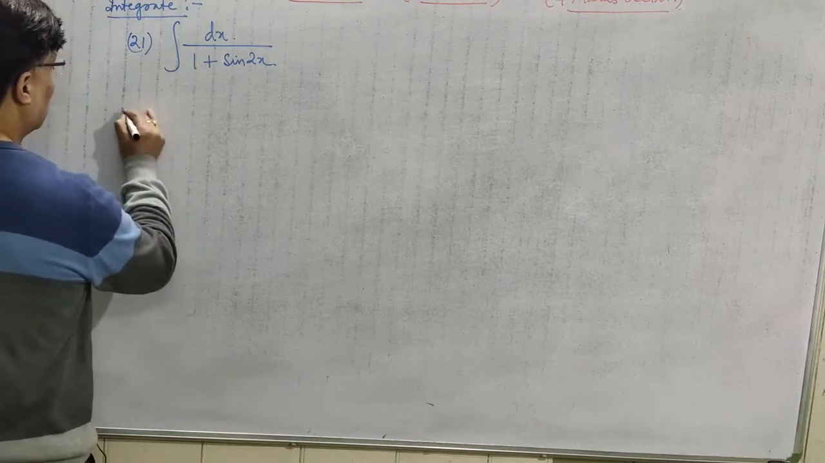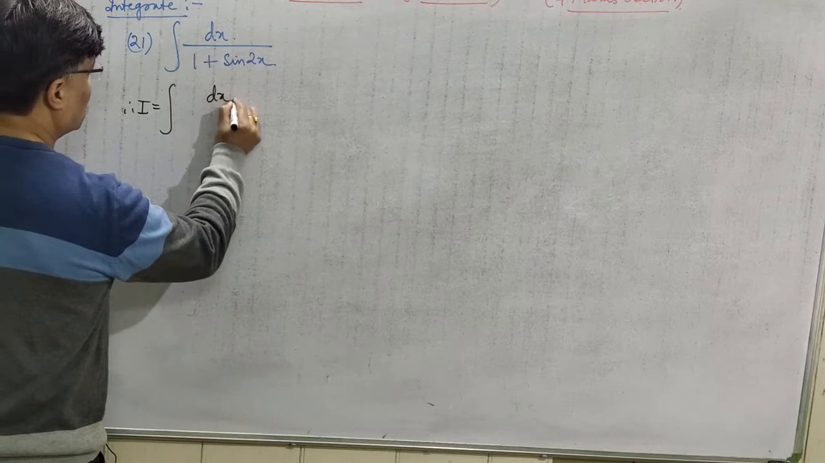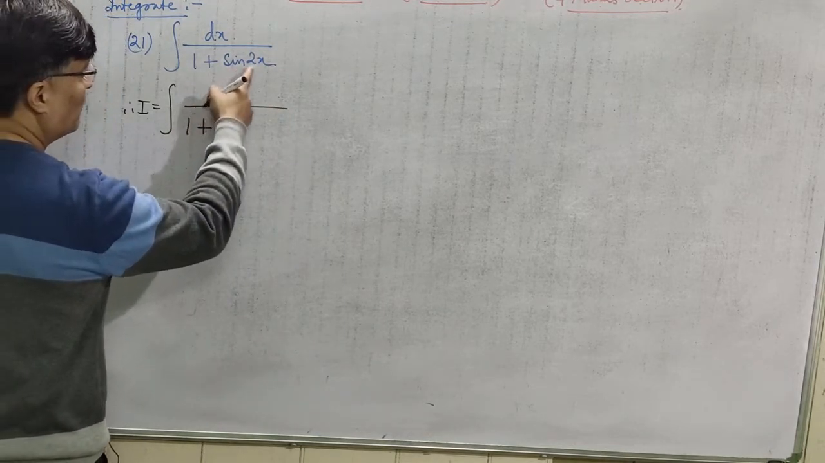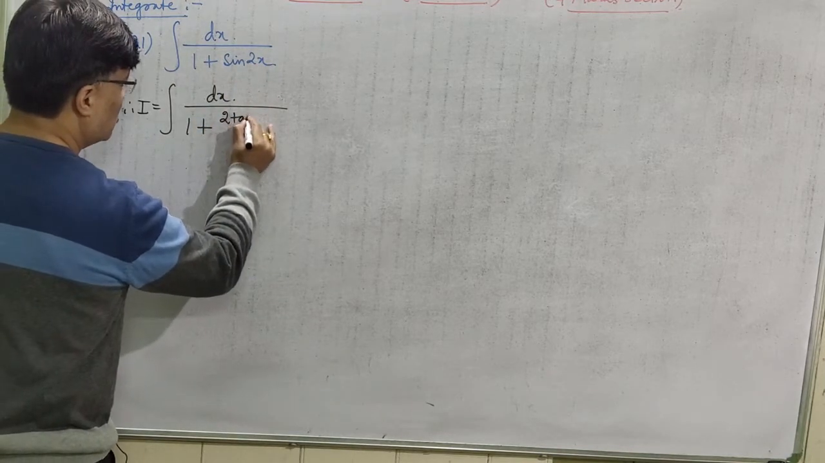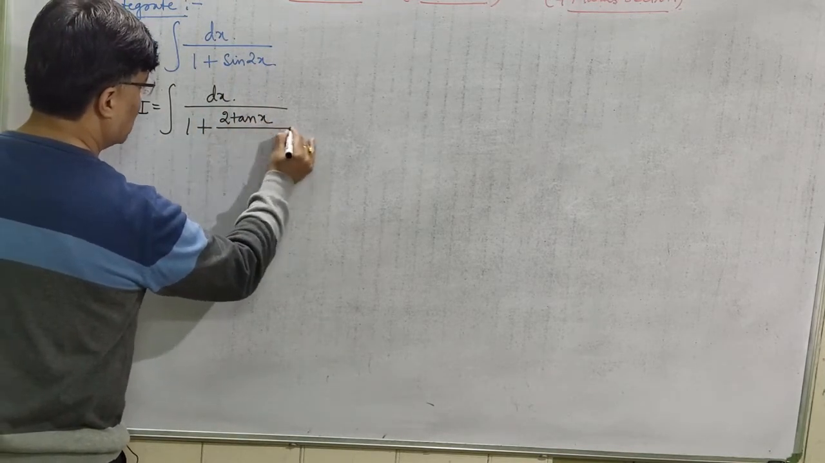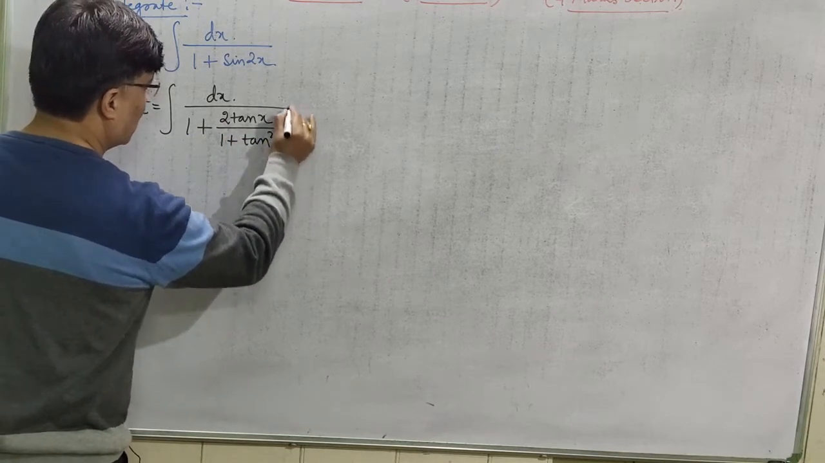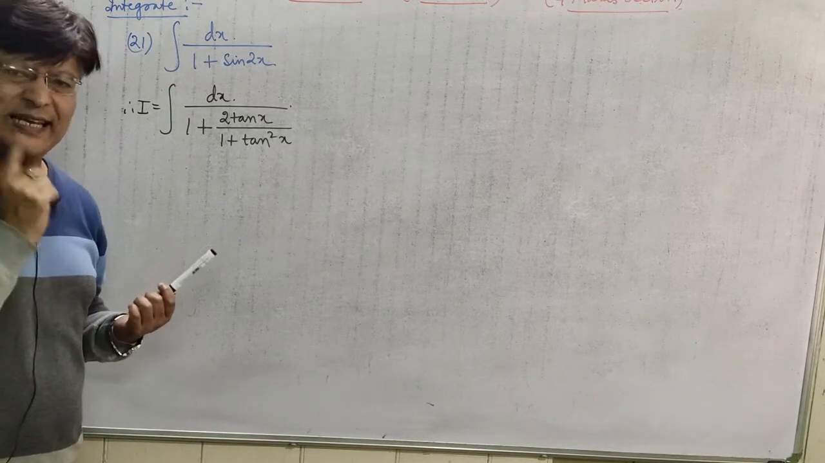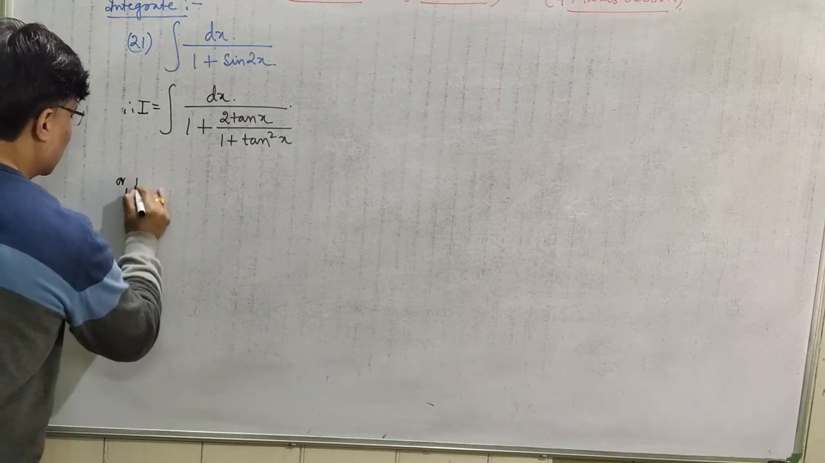So therefore I is equal to integration of dx divided by 1 plus, what is the formula for sine 2x in terms of tan x from multiple angles? That is 2 tan x divided by 1 plus tan square x. So you should know this formula. Now you can easily integrate them. Okay, let us simplify it. Only you have to simplify it, right?